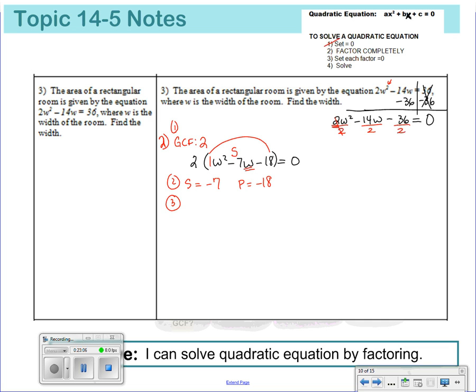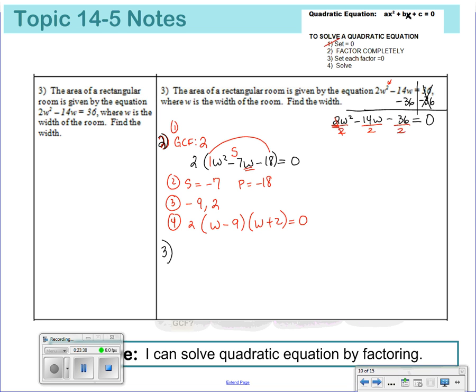Third step of factoring, we need to find the factors. What 2 numbers multiply give you negative 18, but add to give you a negative 7. That's going to be a negative 9 and a positive 2. Last, we rewrite it. So we have a GCF out front. Inside, we are going to have w minus 9 and then w plus 2. Again, this is equal to 0. So we have now factored completely. Call this step 2 of our solving.